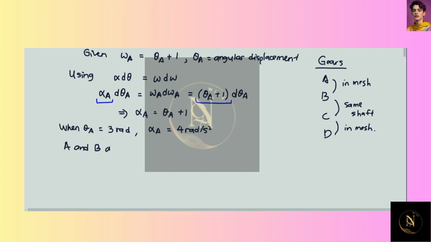So gears A and B are in mesh. So that means that alpha B RB equals alpha A RA. That means alpha B is equal to RA over RB times alpha A. Putting in the numbers, RA is 15 mm, RB is 50 mm, and then alpha A is 4. So this is 1.2 radians per second square.